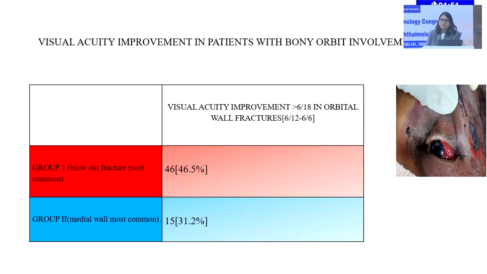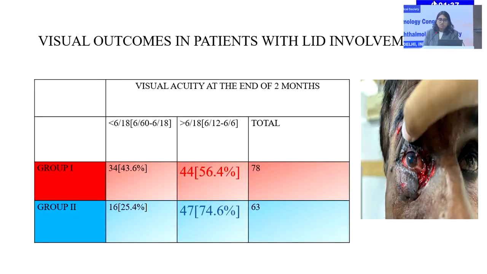We also saw whether a concomitant bony orbit involvement was affecting the visual outcomes. In group 1, a blowout fracture was most common, whereas in group 2, the medial wall was the most common fracture, and it also showed visual improvement. Regarding visual outcomes in patients with lid injury, approximately 56% of the patients in group 1 and 75% of the patients in group 2 showed an improvement in visual outcomes.